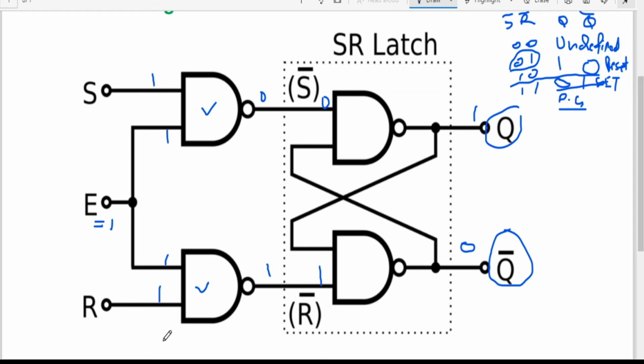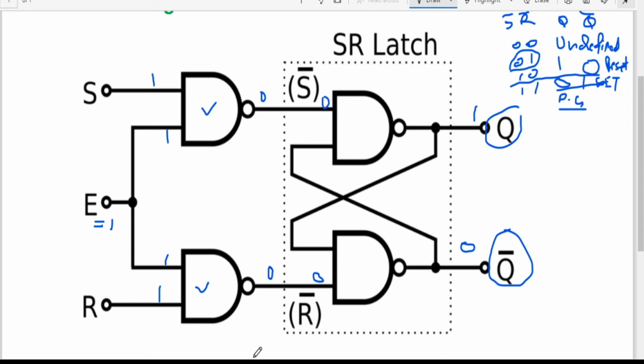I make S as 1 and R as 1. When I make both S as 1 and R as 1, what is going to happen? The output of both the NAND gates is going to be low. The same low output is fed as an input to the SR latch.